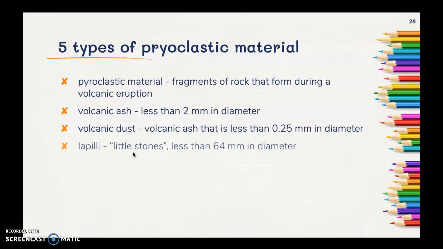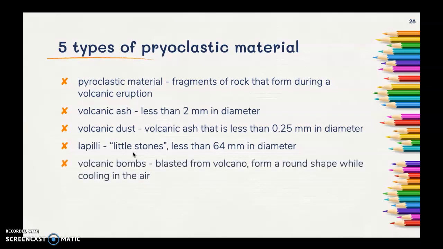Okay, so the heavier stuff, if something that's smaller than 64 millimeters, we call that lapilli. That's Italian for little stones. So there's a volcano in Italy, I've forgotten precisely which one, that's kind of notorious for kicking these things out. And so hence the name is Italian. Lapilli means little stones, they're smallish.